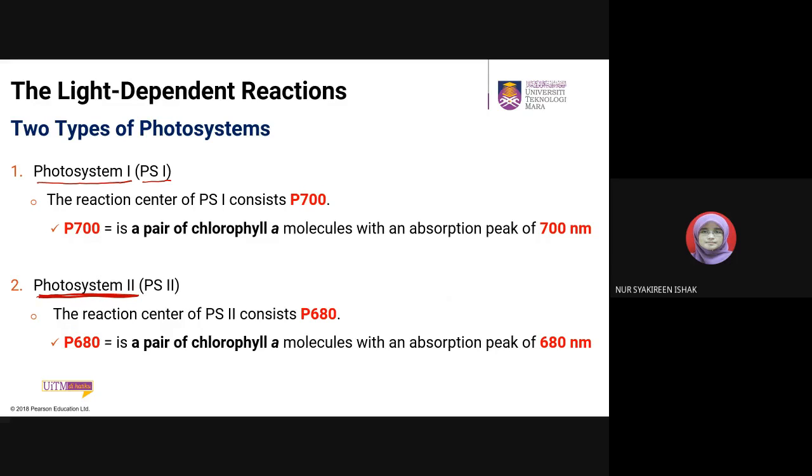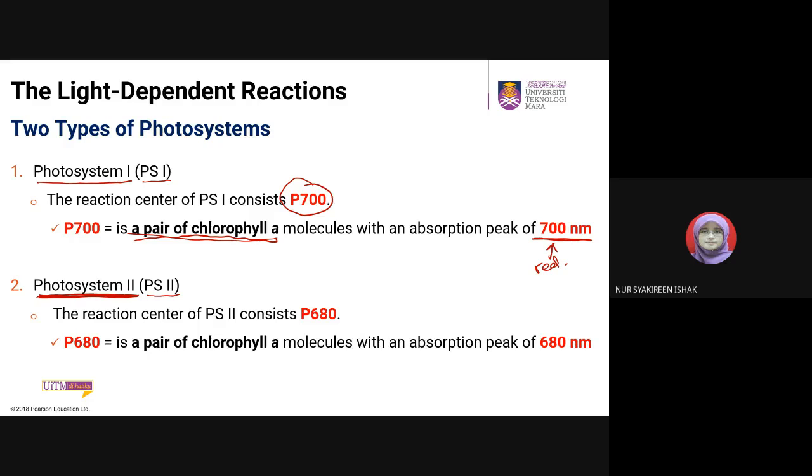So and then Photosystem 2 ataupun PS2. So dalam Photosystem 1 dia punya dekat reaction center dia ada sejenis chlorophyll A, kita panggil dia sebagai P700. So P700 ni is a pair of chlorophyll A. Kenapa kita panggil dia P700? Sebab chlorophyll A ni yang ada pada reaction center tu dia absorb light which is at 700 nanometer. 700 nanometer warna apa? Warna red kan?